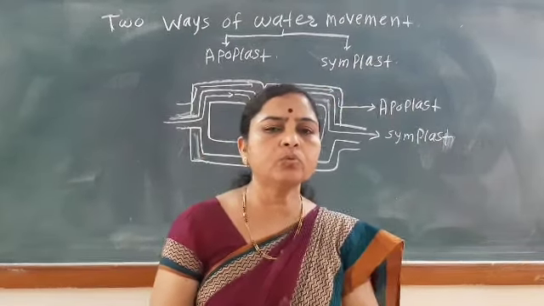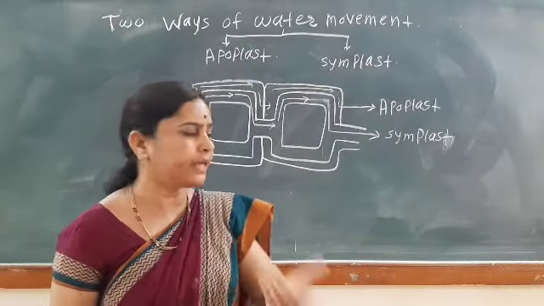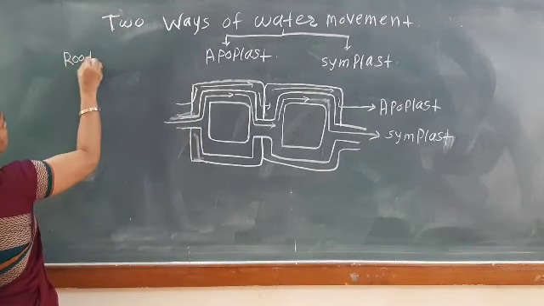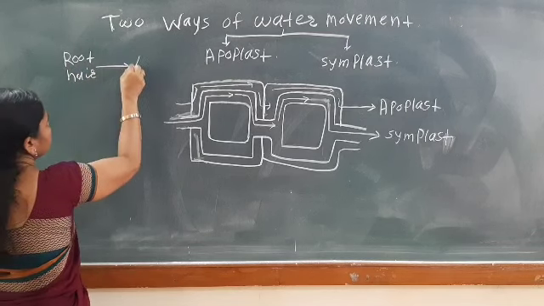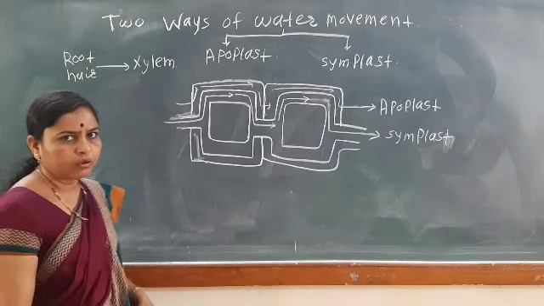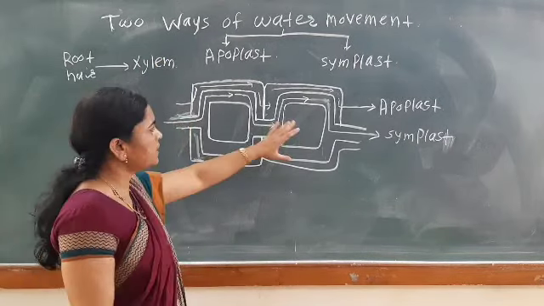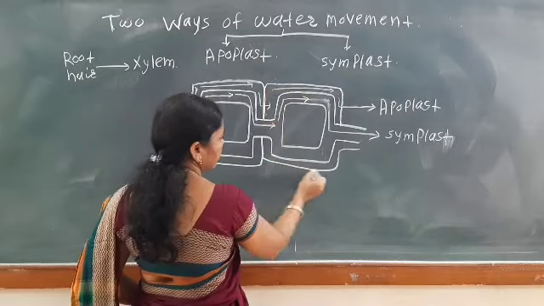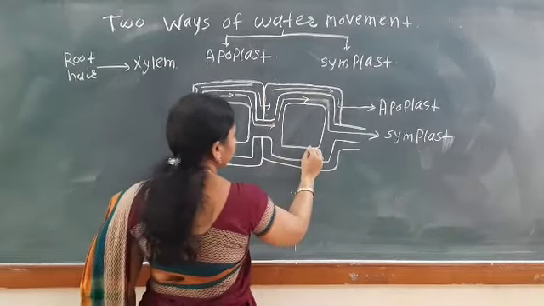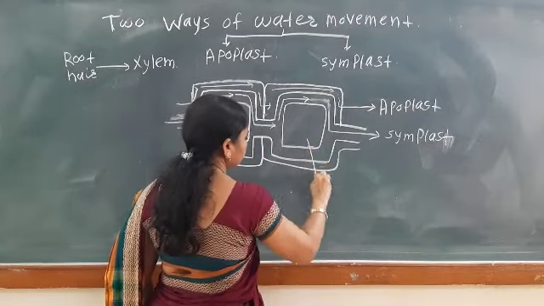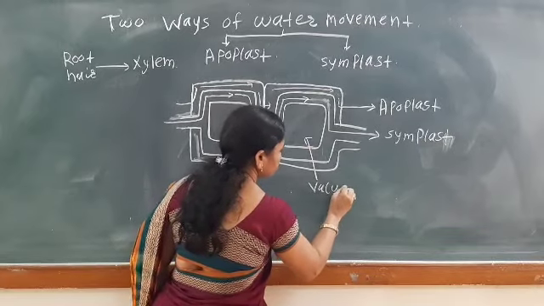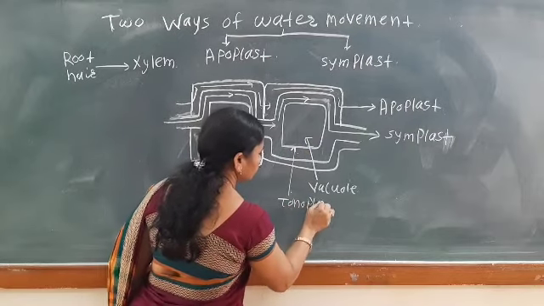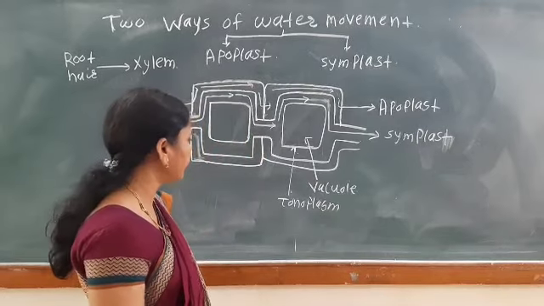We have seen that the movement of the water mainly takes place from the root hair to the xylem. Now, how does the movement of the water take place from cell to cell? This is a single cell I have drawn here, and here is another cell. Here is the vacuole, and the covering of the vacuole is known as the tonoplast. That is the membrane of the vacuole.